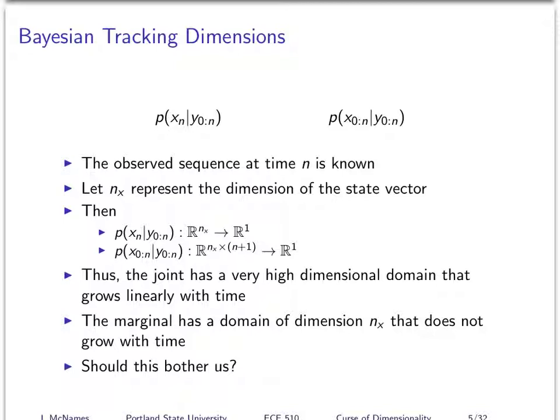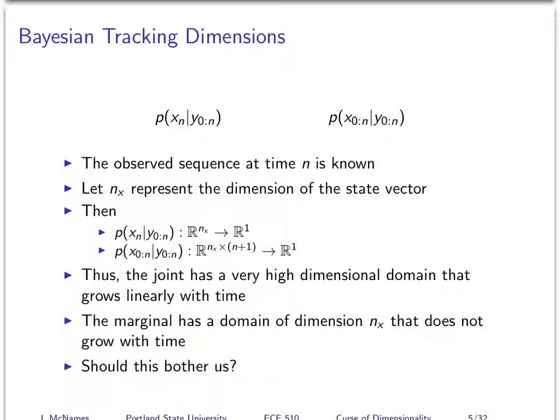So the dimension of this domain is weird to think about because it grows with time. At every given sample, we've got n plus 1 samples here, and a state vector of dimension nx, so the dimension of this thing is just getting bigger and bigger and bigger. It's growing linearly with time.